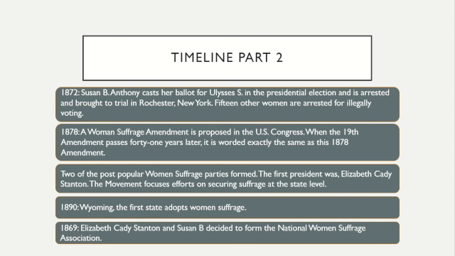Two of the most popular women's suffrage parties were then formed. The first president was Elizabeth Cady Stanton. The movement focused its efforts on securing suffrage at the state level, not the national level. In 1890, Wyoming, the first state, adopted women's suffrage.